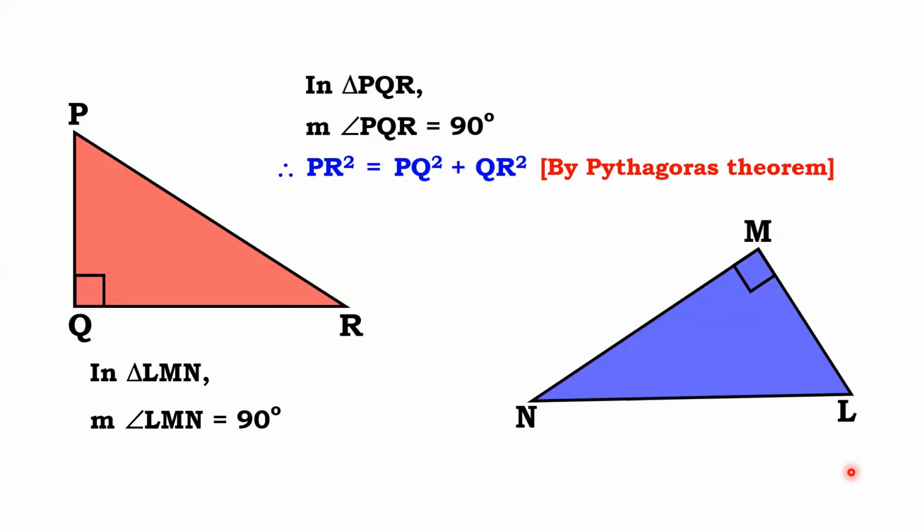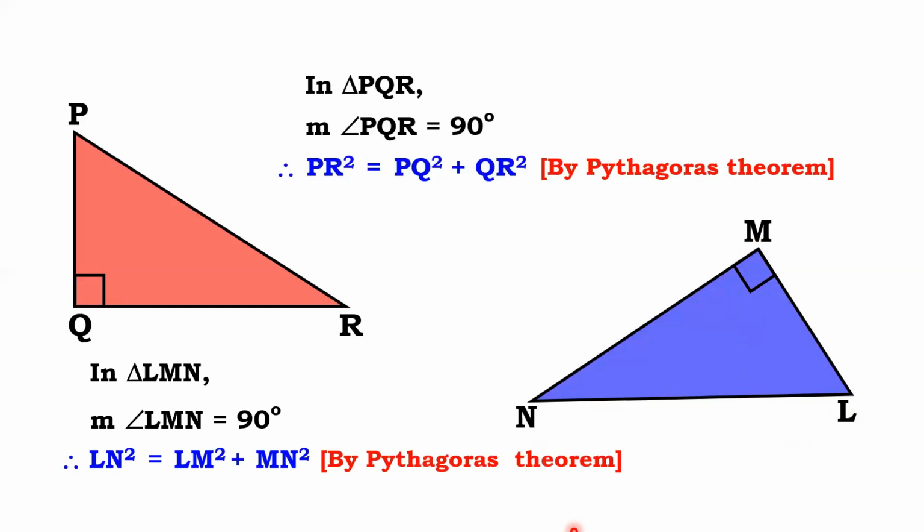Now if angle M is 90 degrees, opposite to angle M is which side? Side NL. Yes, side LN. So LN square is equal to the sum of the squares of the remaining sides, LM and MN. So LM square plus MN square. And the reason is by Pythagoras theorem. Did you understand the presentation?